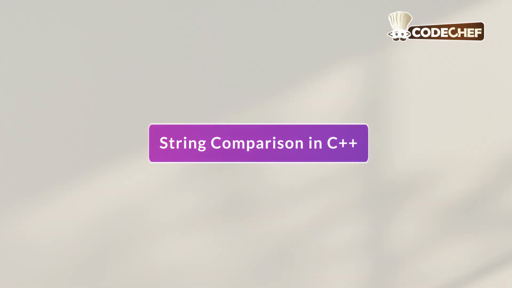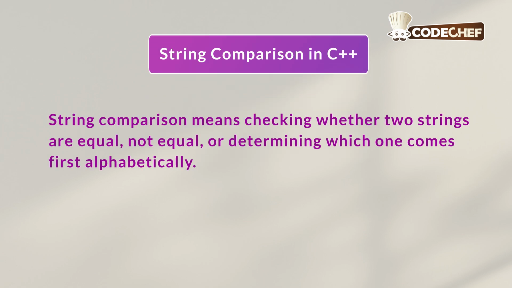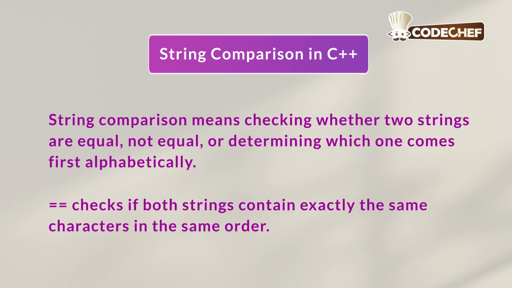String comparison in C++. String comparison means checking whether two strings are equal, not equal, or determining which one comes first alphabetically. C++ allows us to compare strings directly, just like numbers or characters. Is equal to is a comparison operator which checks if both strings contain exactly the same characters, that too in the same order. Now let us see a program that is performing string comparison on the CodeChef platform.